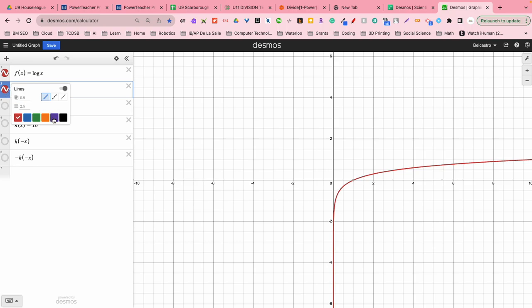Cancel. Let's make it purple and dotted. No, dashed. There you go. You can kind of see the red one underneath it now. So if I turn it off, notice those are the same. So anytime there's no base written here, the actual assumption is the invisible number is 10. Okay, so we have base 10 with our log.